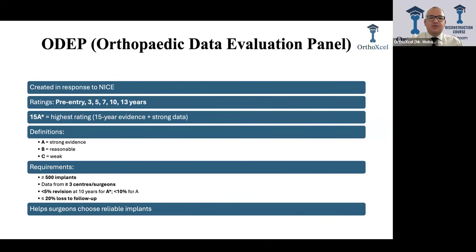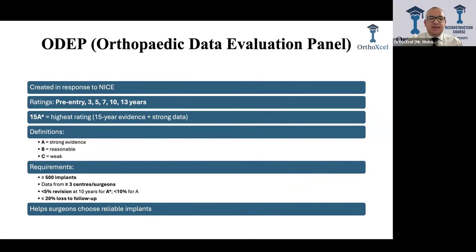So ODEP is a way to justify this. This was invented by the NICE guidelines a long time ago, the National Centre of Excellence. So it's basically rating the implant pre-entry before they put it on the ODEP rating at 3 years, 5 years, 7 years, 10 years, 13 years, and now 15. And by spring 2026 it will be 17 years.